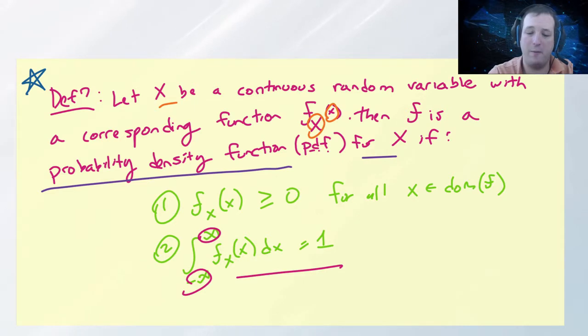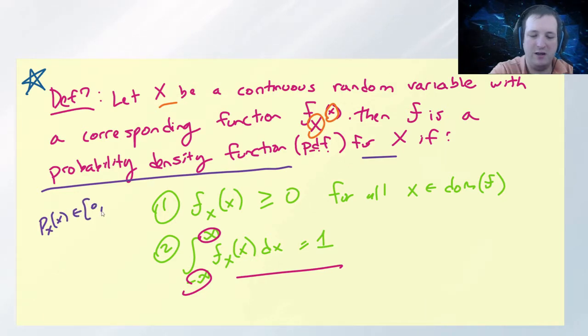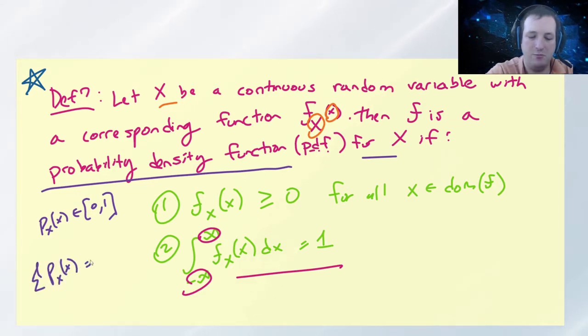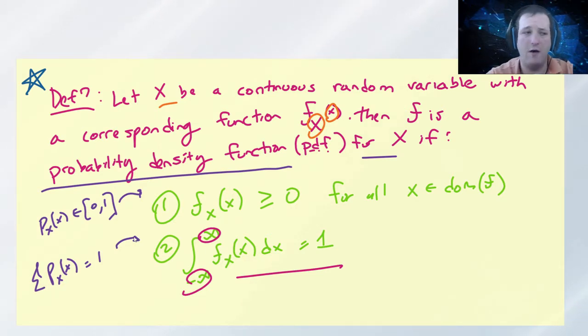So remember, for PMFs, the two properties that must be satisfied were that P_X of x must always be between 0 and 1 for all values x in the domain of P, and the sum of all of these values must be equal to 1, right? So those are pretty much the continuous versions of these two properties. If the function is non-negative on its domain and the integral is equal to 1 on its domain, then we say that this function f is a probability density function for the random variable x.